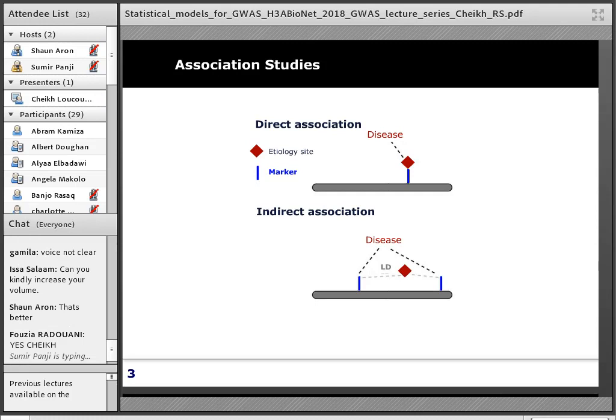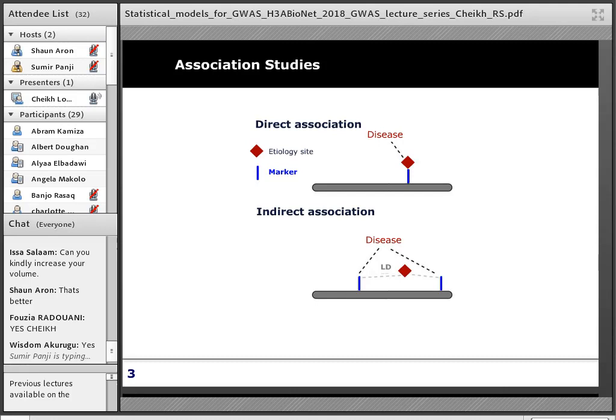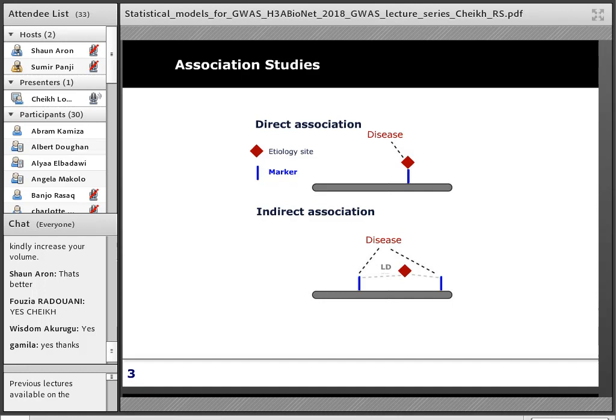Okay, good. Thanks, Fuzia. So when we are saying association between a marker and a disease, here I'm not using the term SNP because I'm just making a generalization. It can be a SNP or another type of marker like multi-allelic markers. So when you observe association, it means that either the marker is directly associated to the disease, or the marker is in linkage disequilibrium with the site which is associated to the disease. And this is indirect association. So this is in general the types of association.